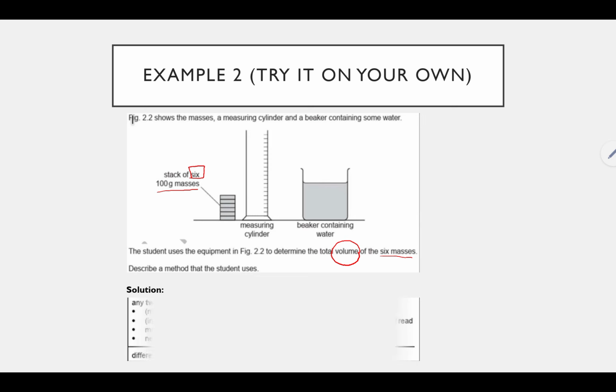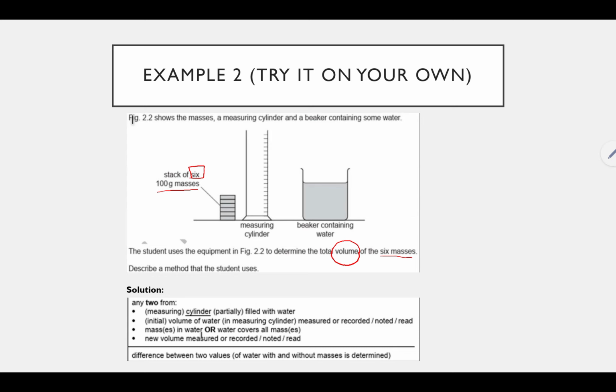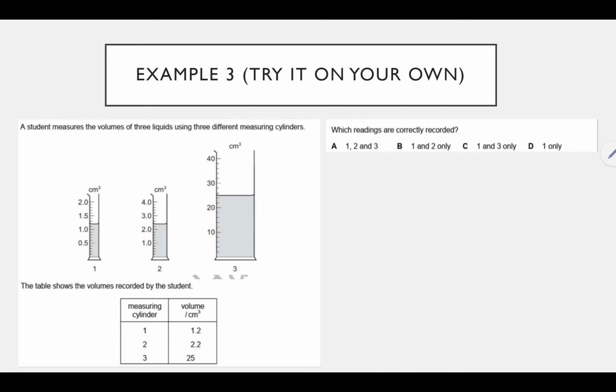Let's see what the answer says. So, measuring cylinder filled with water, get the volume of the water recorded. Don't skip this step. You have to know the volume of the water before you add your object. And then I'll add the mass into the water and get the new volume recorded. And finally, I must get the difference between them. This question is usually 3 marks, so you have to write 2 of the initial steps and you have to write that you're going to get the difference between them to get the full mark.